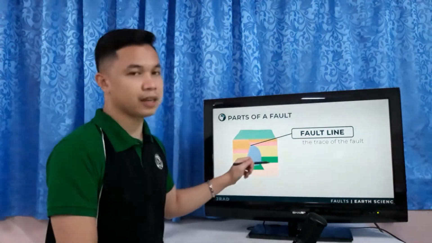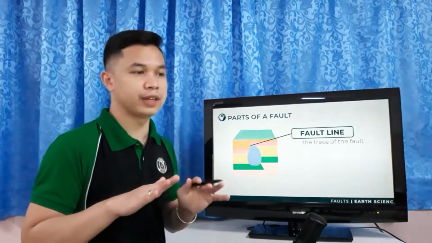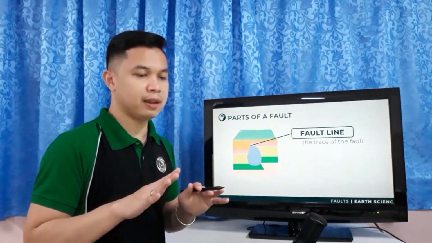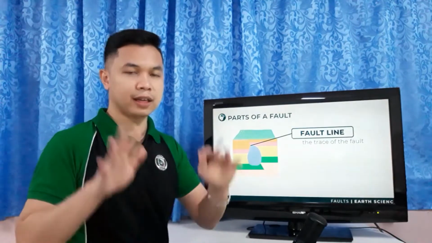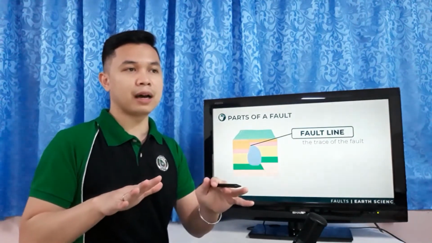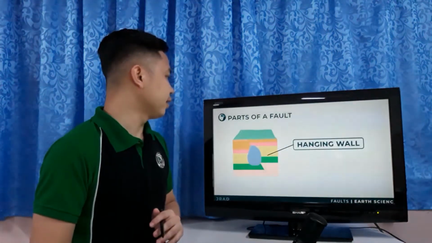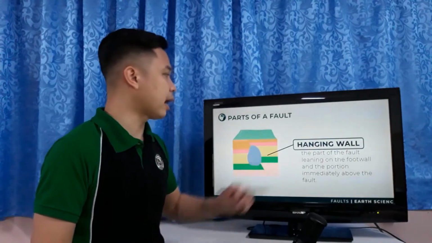Pag nakakita tayo ng fault line, ibig sabihin, merong mga tectonic plates doon na active. Ibig sabihin, merong possibility na itong landform na to ay maaaring mag-shake or maaaring magkaroon ng lindol. Okay? Next, there's what we call the hanging wall.